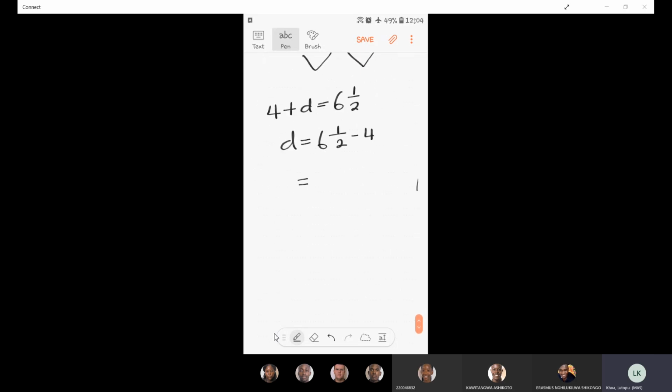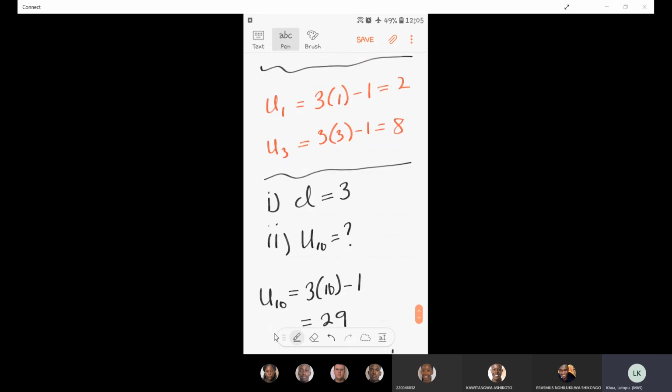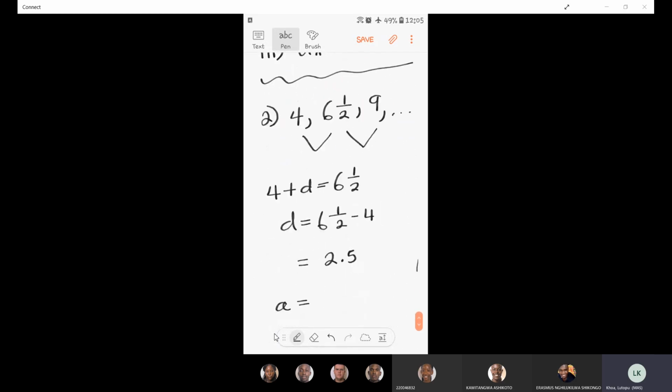And this is equal to 6.5 minus 4. This is 2.5. And then I know what d is. A, I just look at my progression. So a is the first term, which is 4. So now I have everything that I need in order to write the equation.